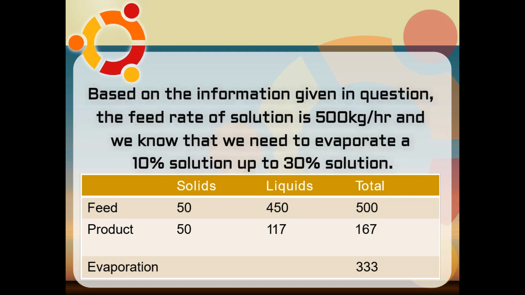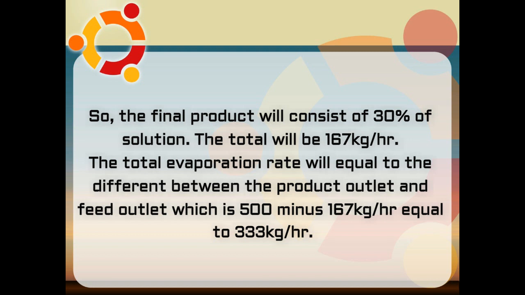Based on the information given in the question, the feed rate of the solution is 500 kg per hour, and we know that we need to evaporate a 10% solution up to 30% solution. So the final product will consist of 30% of solution. The total will be 167 kg per hour. The total evaporation rate will equal the difference between the product outlet and the feed, which is 500 kg per hour of the feed minus 167 kg per hour, equal to 333 kg per hour.